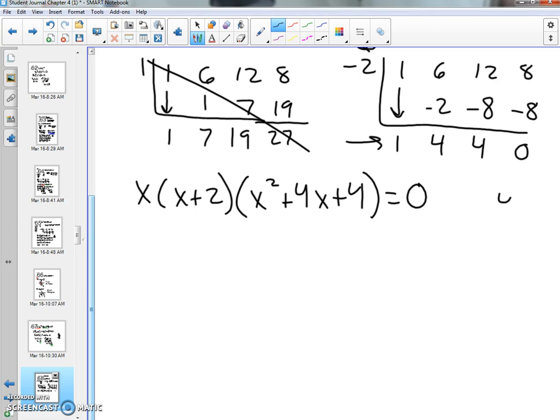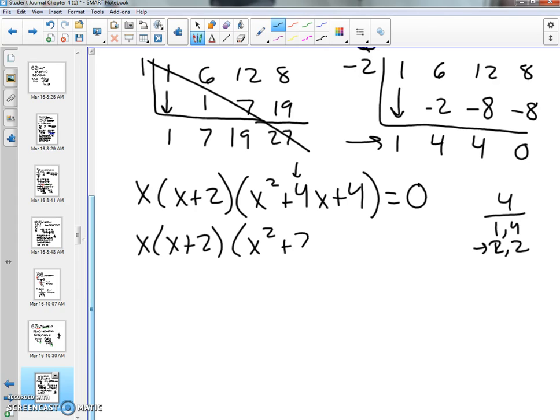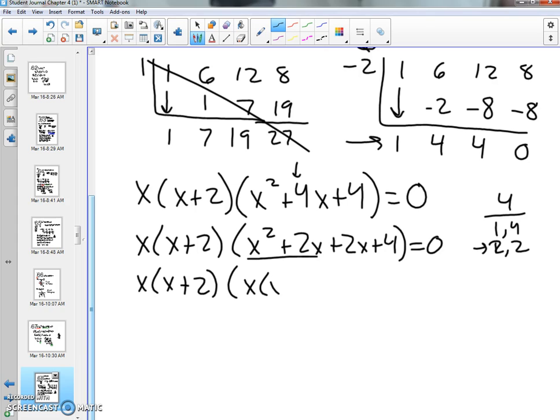So my a times c is 4. So thinking about factors of 4, 1 and 4, 2 and 2. So 2 and 2 would add up to give me that middle piece of 4 here. So when I factor this, I would have x squared plus 2x plus 2x plus 4 is 0. So I'm bringing this along. My first two pieces I can take out an x. My second two pieces I can take out a 2.